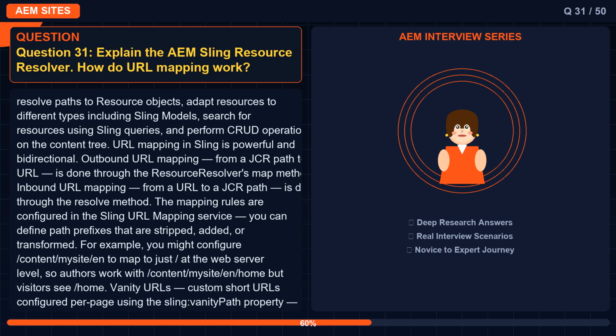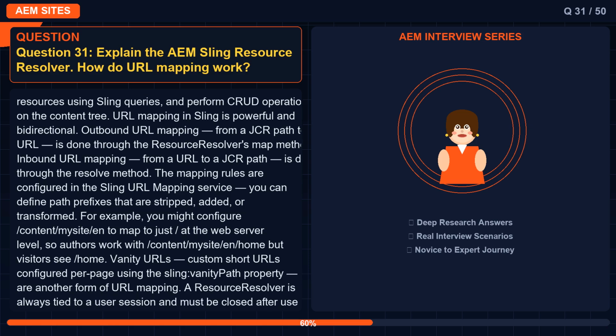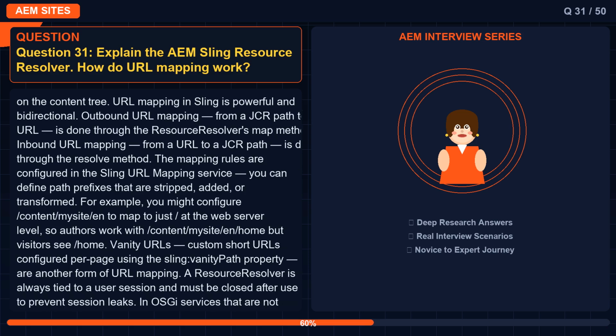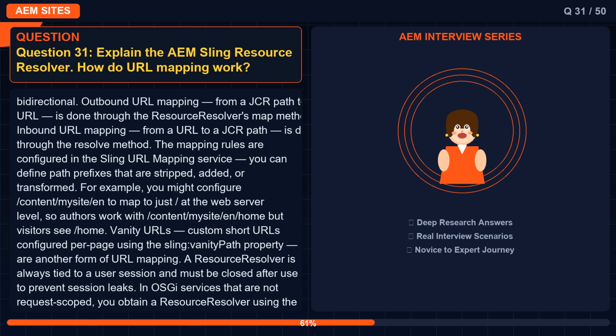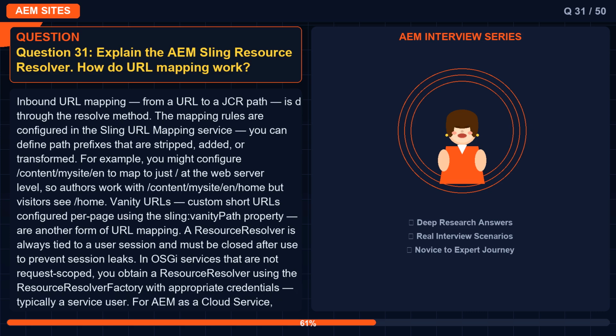URL mapping in Sling is powerful and bidirectional. Outbound URL mapping, from a JCR path to a URL, is done through the resource resolver's map method. Inbound URL mapping, from a URL to a JCR path, is done through the resolve method. The mapping rules are configured in the Sling URL mapping service. You can define path prefixes that are stripped, added, or transformed. For example, you might configure /content/mysite/en to map to just / at the web server level, so authors work with /content/mysite/en/home but visitors see /home. Vanity URLs, custom short URLs configured per page using the Sling vanity path property, are another form of URL mapping.